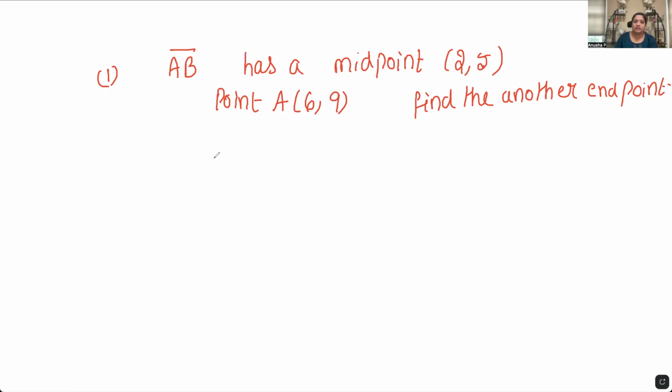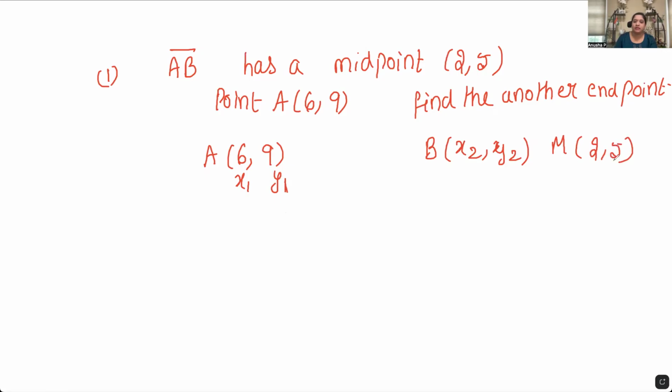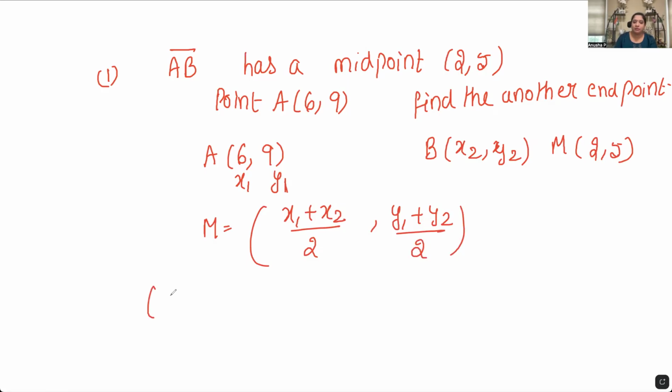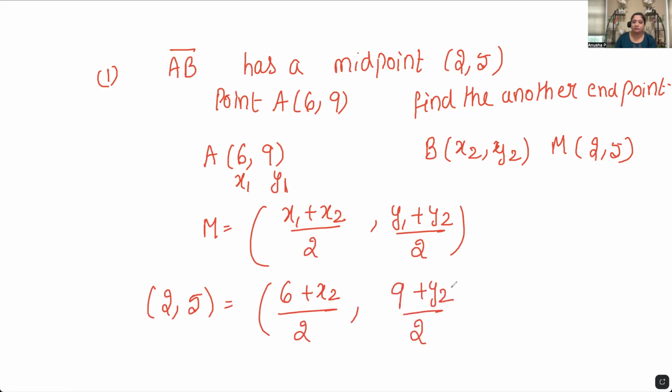So we will label point A, 6 comma 9, as x1 y1. B, which we don't know, is x2 comma y2. And the midpoint M is 2 comma 5. So what is the formula for the midpoint? x1 plus x2 over 2 comma y1 plus y2 over 2. And the M point they gave you is 2 comma 5. What is x1? 6. We don't know x2. So 6 plus x2 divided by 2 comma y1 is 9 plus y2 over 2.